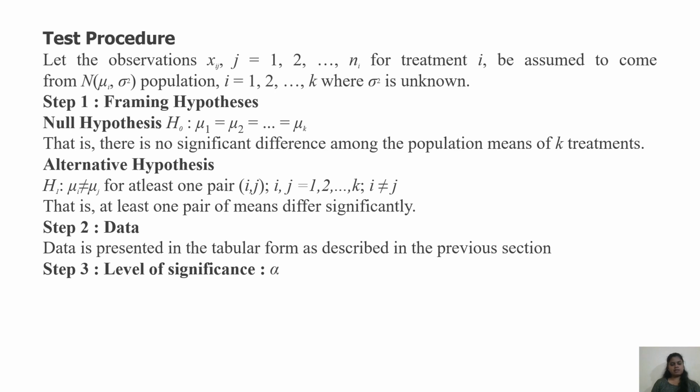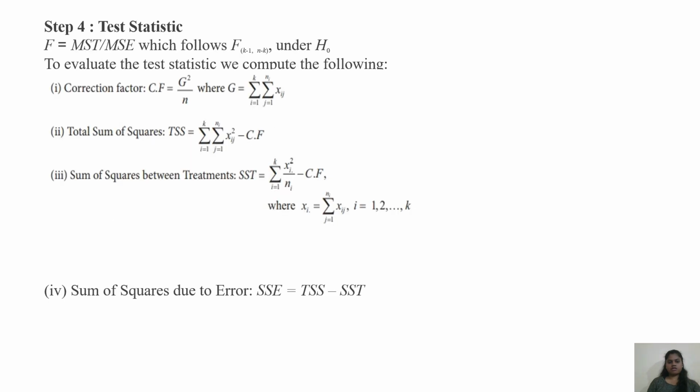The second step is data. Data is presented in a tabular form as described in the previous section. Step 3, level of significance: to find the level of significance. Step 4, test statistic. For this, we have the formula F equals MST by MSE.